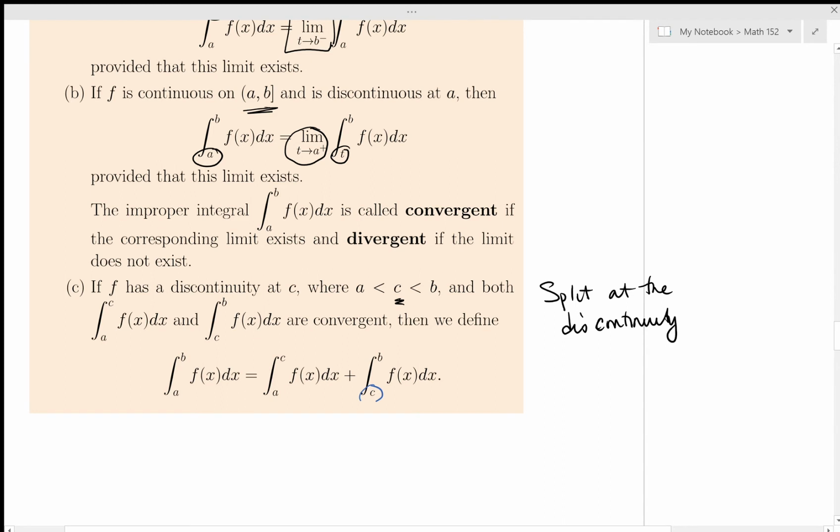Split it at the discontinuity. So the discontinuity is at C. I split the integral at C, and I have two different integrals that I'm going to then handle, and each one of them has a discontinuity at C, but I refer those back to these two cases above. We just discussed how to do that.